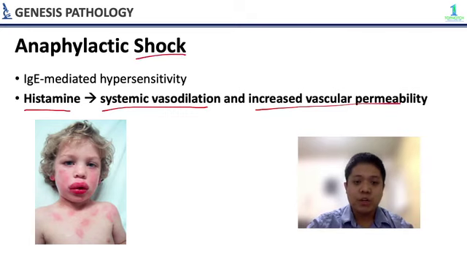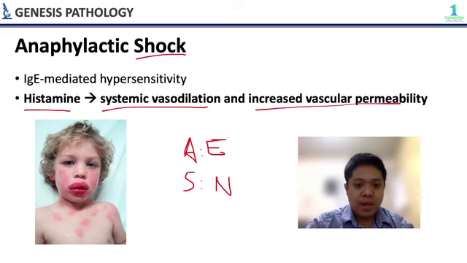The pressor of choice for anaphylactic shock is epinephrine. Meanwhile, for septic shock, it is norepinephrine. And for cardiogenic shock, it is dobutamine. Okay? So, that is all for this chapter.